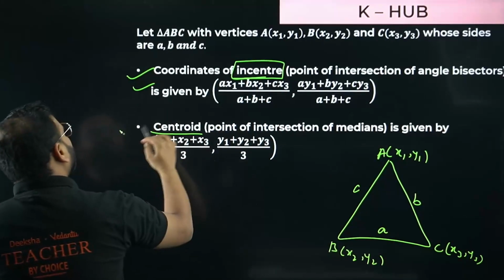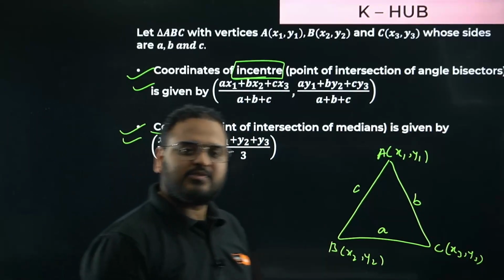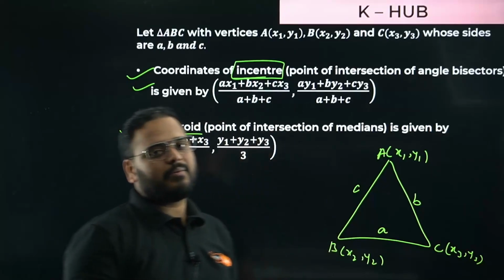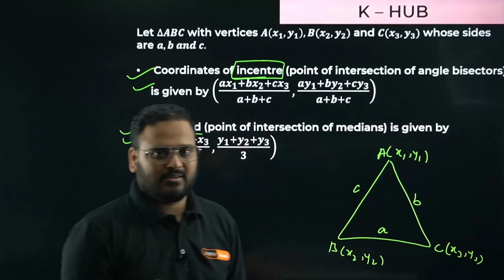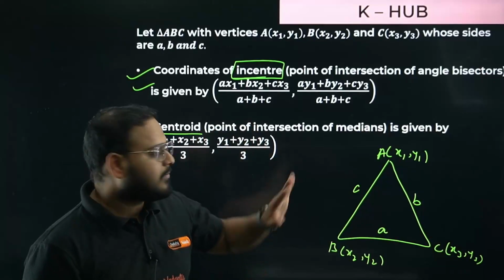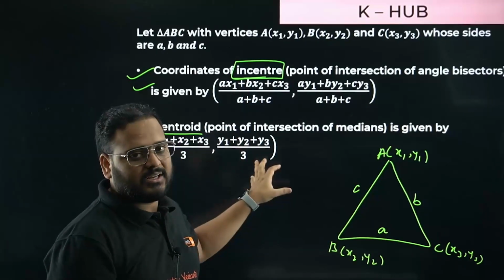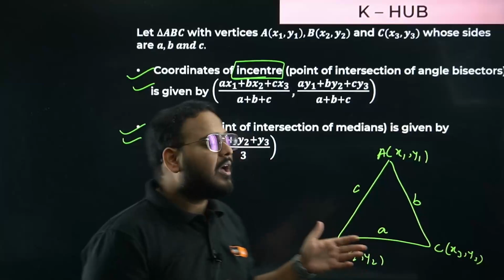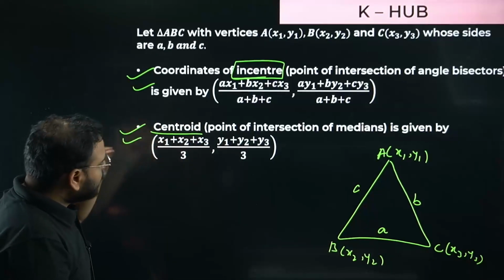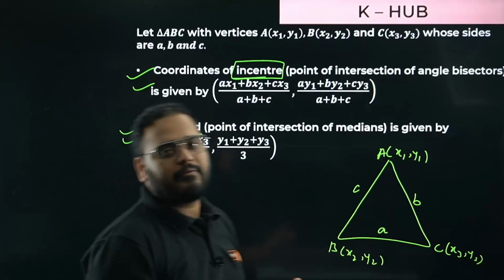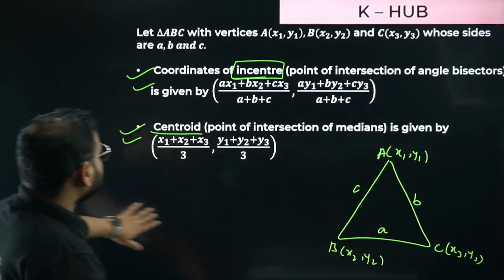For the centroid, we know: (x1 plus x2 plus x3) by 3 and (y1 plus y2 plus y3) by 3. One more thing, there is a derivation for all of this, but it is not required for us. If you know the formula, that is good enough for us. Most of you will know the derivations for both of them, but it's not required right now, so let's move on.